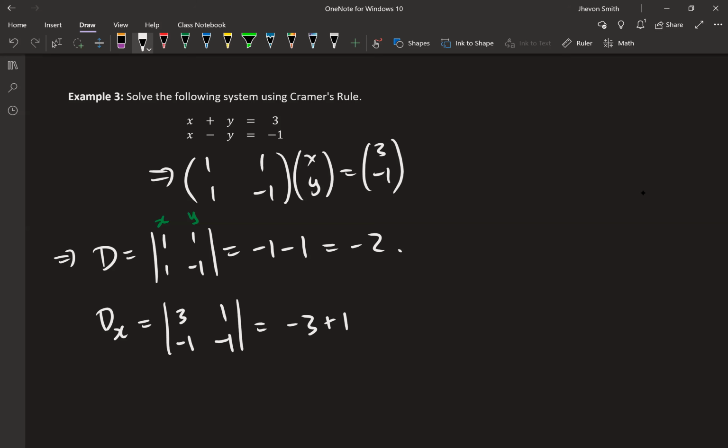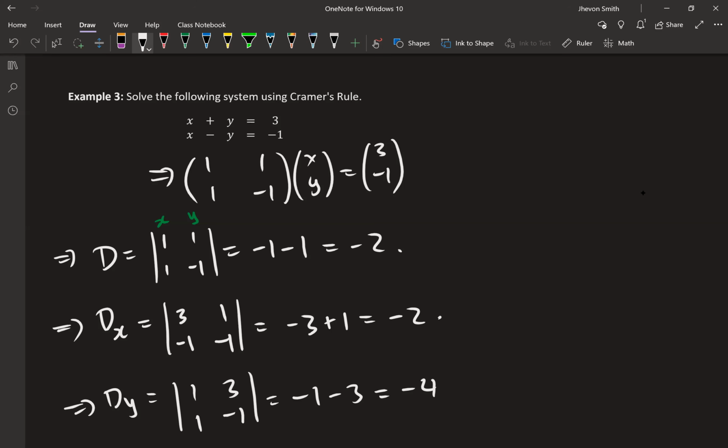This gives us -2. My D sub y is going to be: look at D, but replace the y column with the constants. That's going to give me -1 minus 3, which is -4. So that is all the notation I have here. I take the constant matrix and replace the x column, find the determinant, and that is called D sub x. If I replace the y column, find the determinant, that is called D sub y.